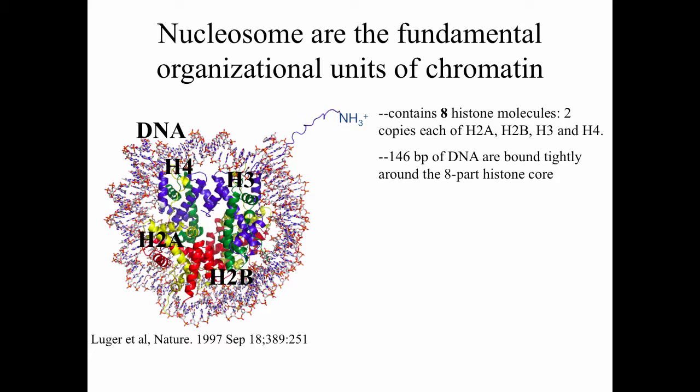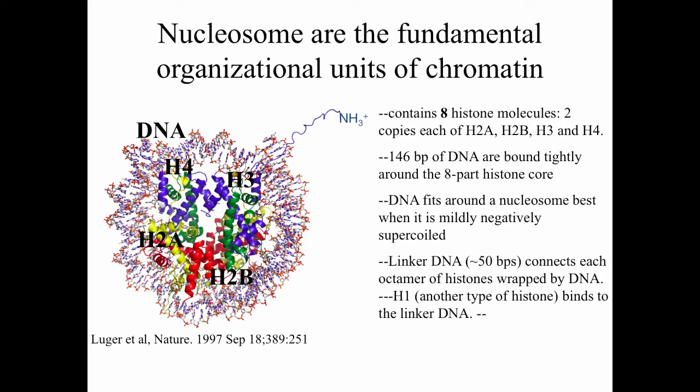And so you have these 8 histone molecules that form this little compact ball. And then 146 base pairs of DNA wraps around the core of this 8 histone ball. That's about 1.5 times that the DNA wraps around the histone. The DNA actually fits around the nucleosome when it's mildly supercoiled. And then the linker DNA, that's about 50 base pairs of DNA.